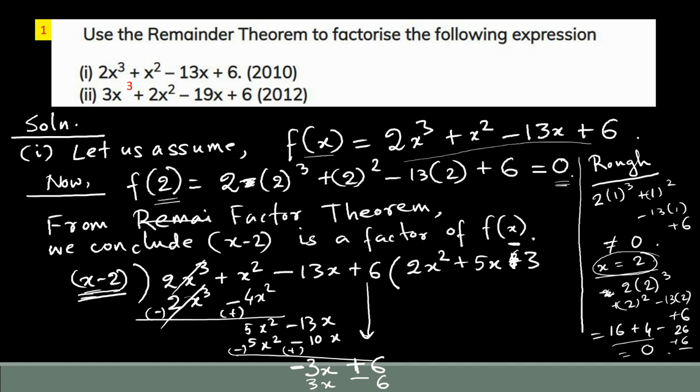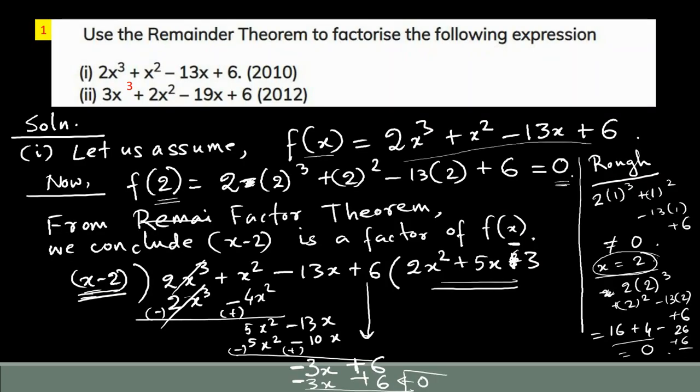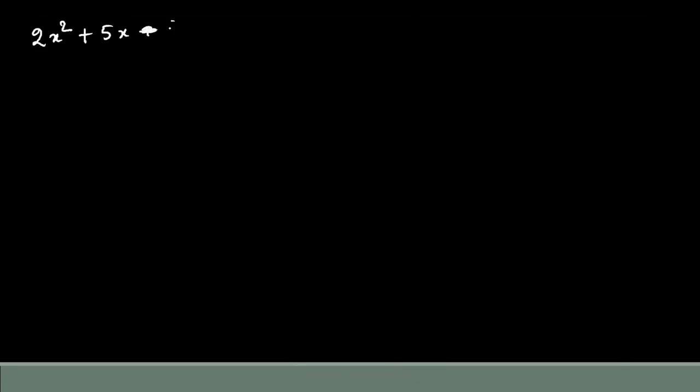Minus 3x. So when we multiply x minus 2 with minus 3, we get minus 3x and we get plus 6. And this gives us remainder 0. So we get a remainder 0 from here, and this is the quotient. Basically this is the other factor of 2x cube plus x square minus 13x plus 6. So now we got 2x square plus 5x minus 3.